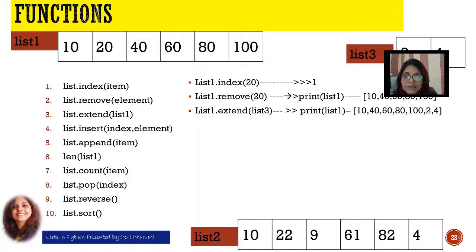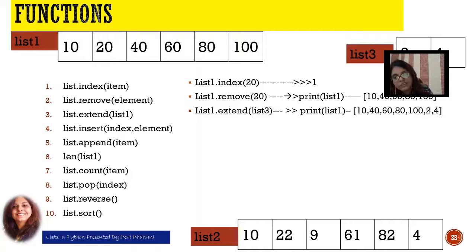The next function is the extend function. Herein we can join two lists using the extend function. We can write list1.extend and pass the list which we want to concatenate as an argument to the function. Just assume I have a list 3, which has elements 2 and 4. If I wish to concatenate it with list 1, I need to write list1.extend(list3), and if I try to print the output, you will see that the elements are added at the end of the list.